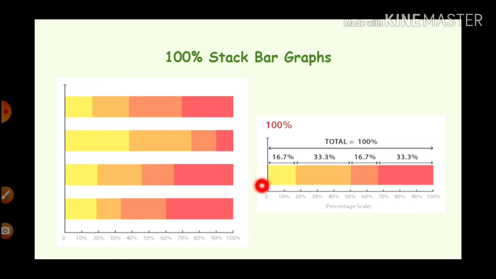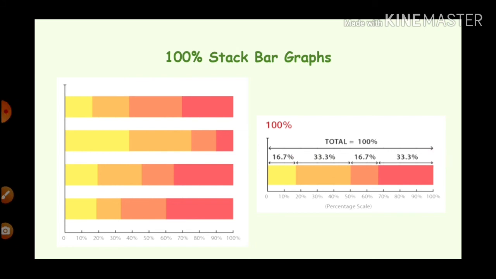How do I know this value? There you go. From there to there is 16.7. From there to there is 50, but 50 minus 16.7 will be 33.3. This is about 67-ish. 67 minus 50 will be around 16.7, and so on. So if you add all these percentages, they should add up to 100%.